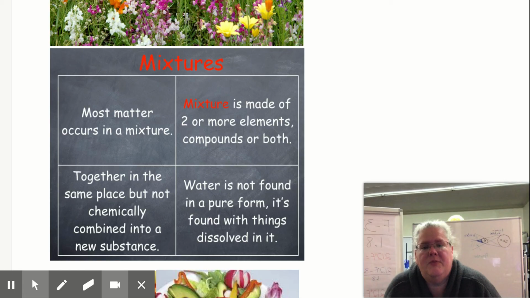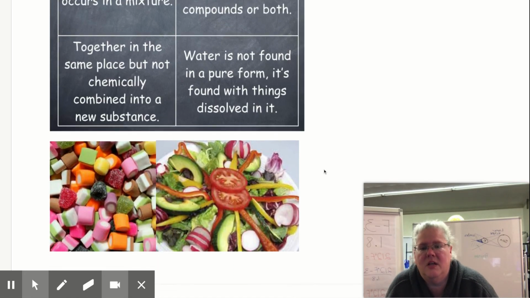And a mixture is made up of two or more elements, compounds, or both. They're together in the same place, but they're not actually chemically combined into a new substance. Water is rarely ever found in its pure form. There's always other things dissolved in it, like salt in the ocean.